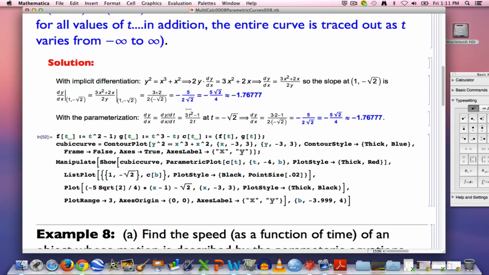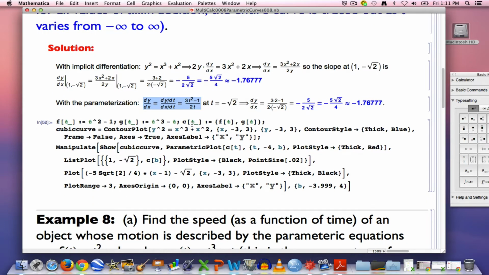The slope of the curve at that particular point ended up being -5 over 2 root 2, or if you prefer, -5 root 2 over 4. We found that slope in two ways. One, with implicit differentiation right there. Secondly, with the parameterization using this particular equation right there.